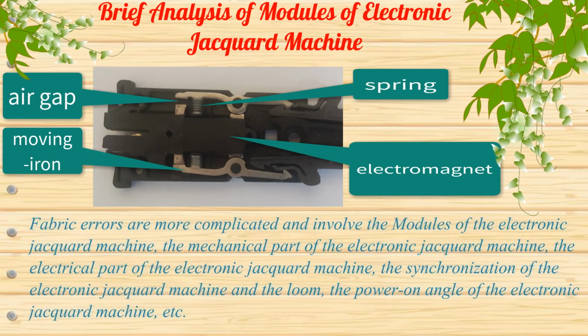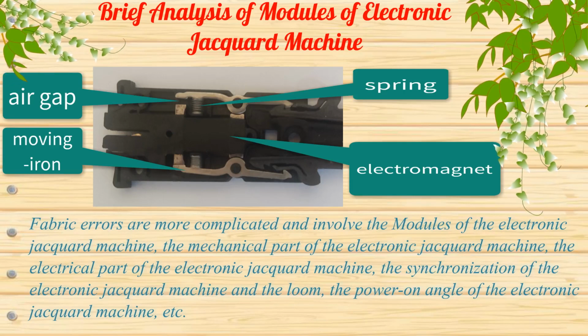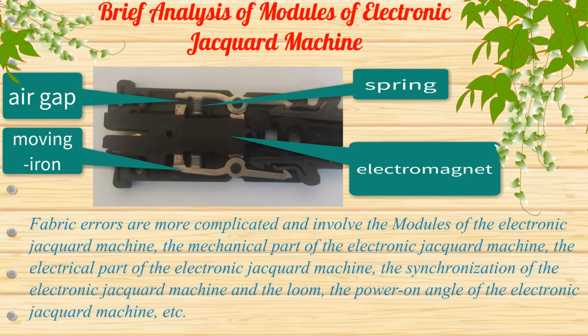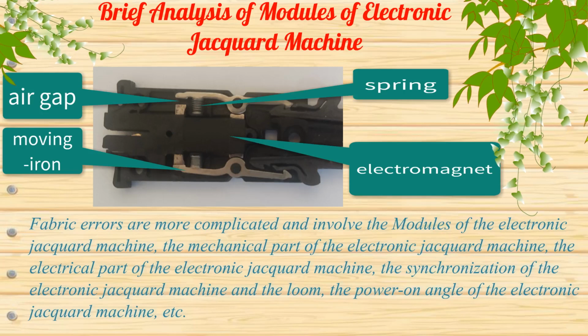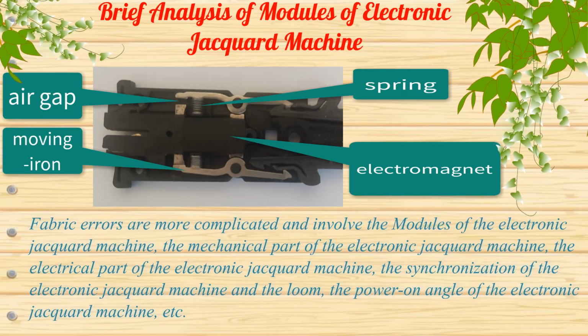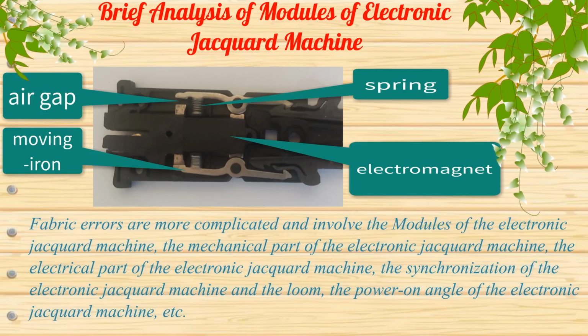Fabric errors are more complicated and involve the modules of the electronic Jacquard machine, the mechanical part of the electronic Jacquard machine, the electrical part of the electronic Jacquard machine, the synchronization of the electronic Jacquard machine and the loom, the power on angle of the electronic Jacquard machine, etc.